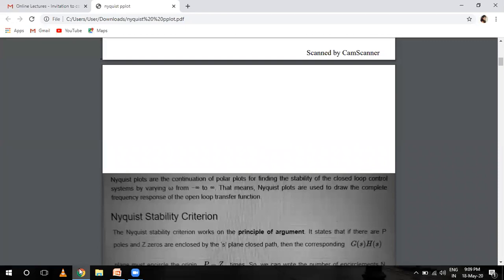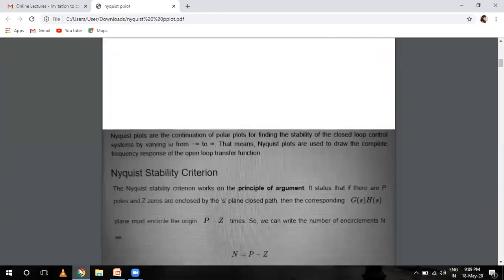Nyquist plot is the combination of the polar plot for finding out the stability of the closed loop control system by varying omega from minus infinity to infinity. That means Nyquist plots are used to draw the complete frequency response of the open loop transfer function. Basically, students, Nyquist plot is a combination of a polar plot plus its mirror image.